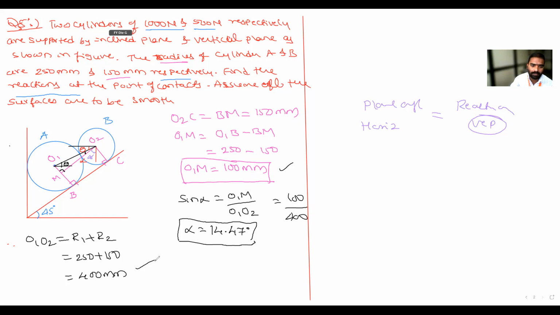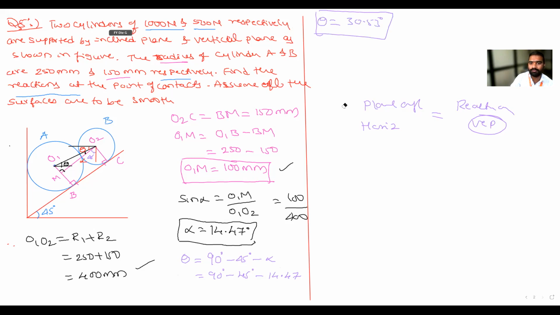Now I want to determine the theta value. Theta is equal to total, which is 90 degrees, minus 45, minus your alpha value. That is 90 degrees minus 45 minus alpha, where alpha is 14.47. So calculate the value of theta. Theta is equal to 30.53 degrees. So this is your theta value.